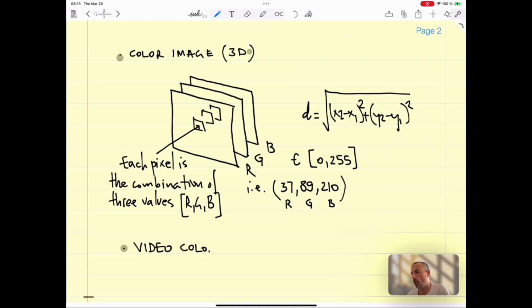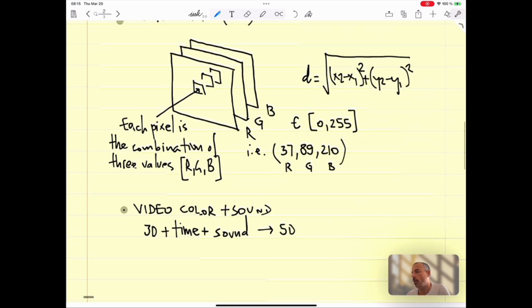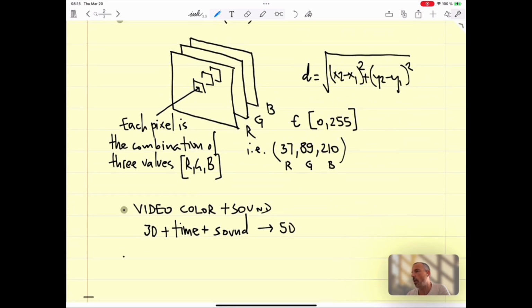Another example would be when you have a video. It is in color with sound. Sound is a time series. So you have there 3 dimensions of the image plus the time frames, plus the sound. If the sound is just 1 track, then you have 5 dimensions. This is also Euclidean.